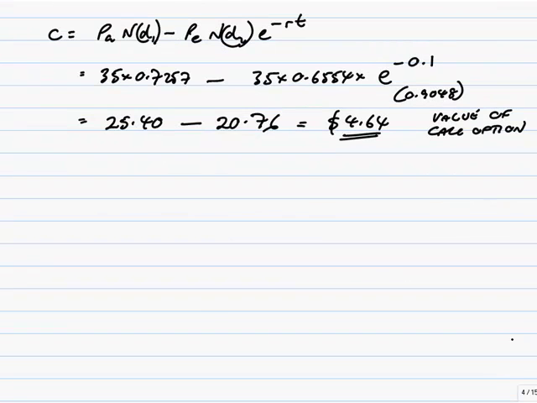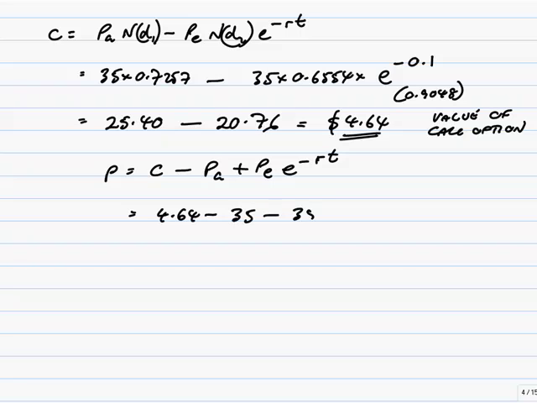I said earlier that to ask you for a call and a put in the exam, I think is almost impossible. But to be safe, let's do it. Having got the call option, the put option is C minus PA plus PE, e to the minus RT. Call option, $4.64. PA is $35, PE is $35, times e, again to the minus 0.1. Sorry, it was plus, I beg your pardon.